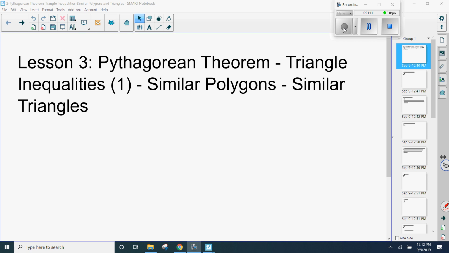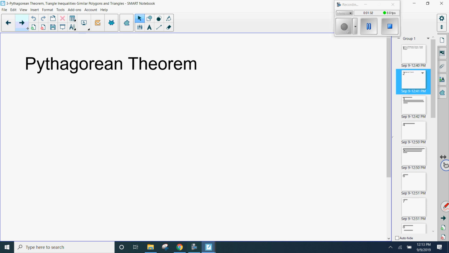We're going to talk about similar polygons, which you've already done some in Algebra 2, and then similar triangles, which you've also done in Algebra 2. But we're going to look at it maybe in just a little bit different manner than you've used, because before, if they're similar, you've just done a scale factor in order to find a certain side length. So the first thing, Pythagorean theorem.